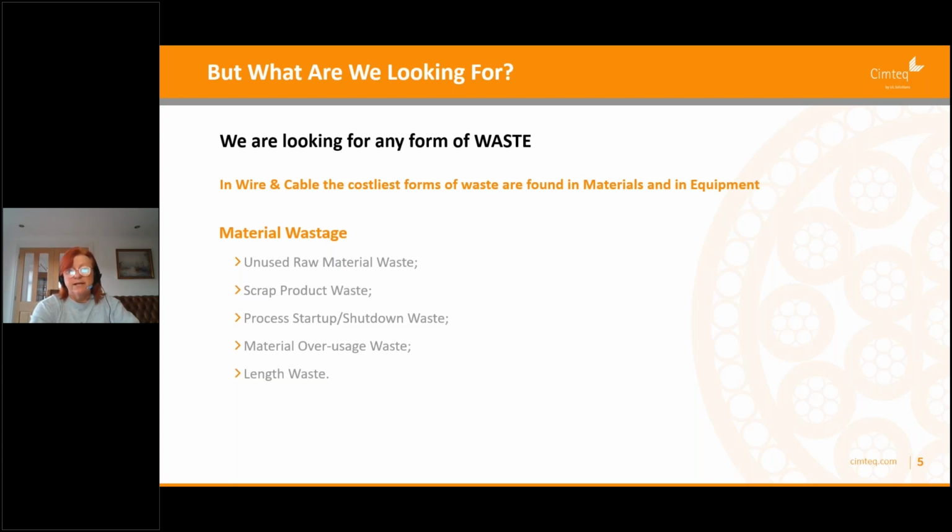The next one is process startup and shutdown. A lot of manufacturing processes you can't avoid these wastes, but it's all about minimizing them. Material overusage. This one is a big waste if we don't keep control of it. It's basically putting more material onto the product than is required. So it's an overspec'd product that we're just giving material away.